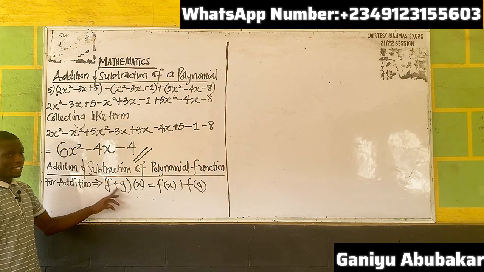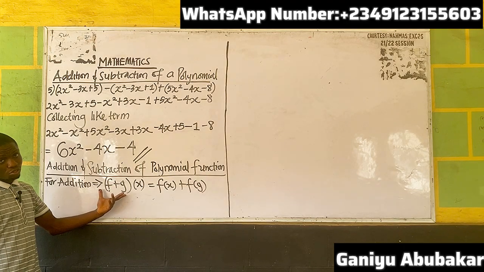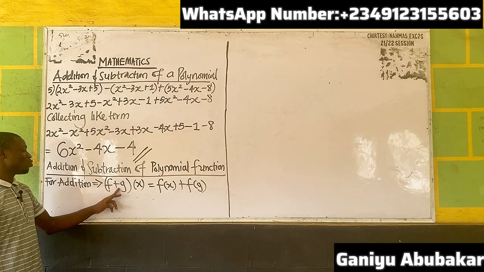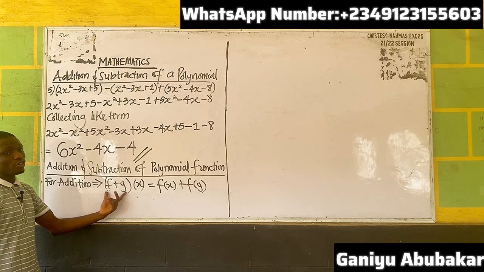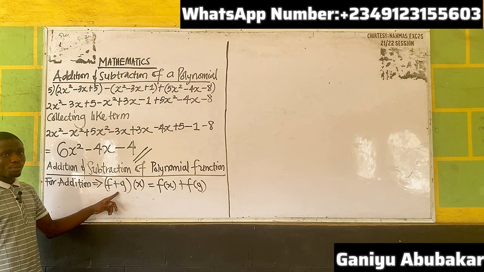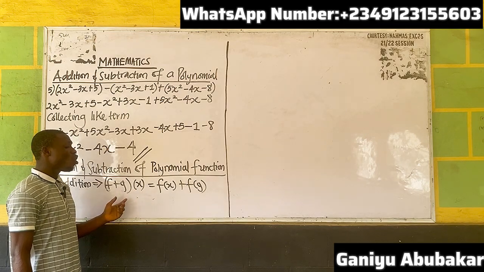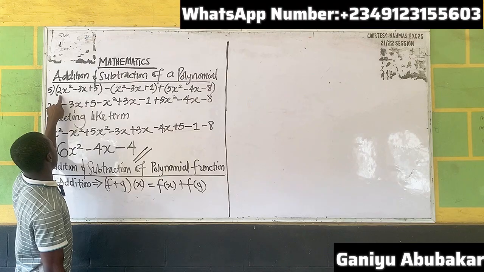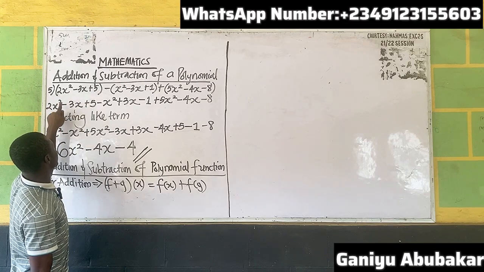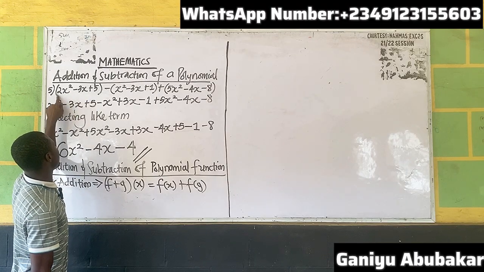For instance, I can use any letter here. I can use a plus b, whatever I want to use here. So I'm having these two variables adding up. It's under addition. When they're adding up, I have a function. The x here means that all the terms here are in x form.